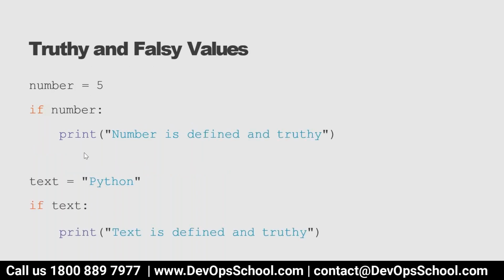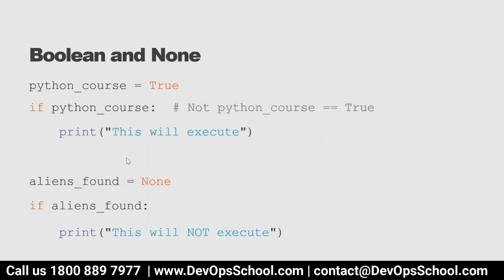Here is also one more example. When you say if number, here you are not using a comparison operator, but you are saying, hey, if number is defined. Yes, number is equal to 5 is defined. Then okay, so number is truthy. So like that you can use truthy and falsy values also. Here you can use a boolean also. So if Python course, if it is true, you can do that also.